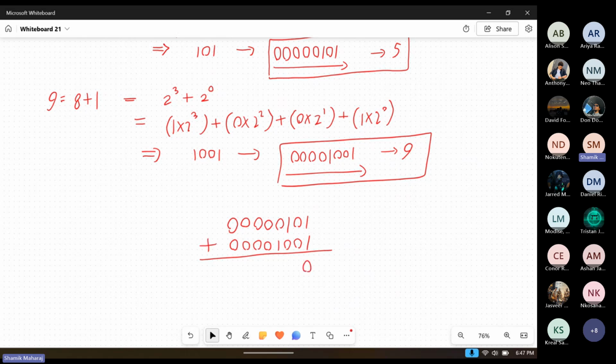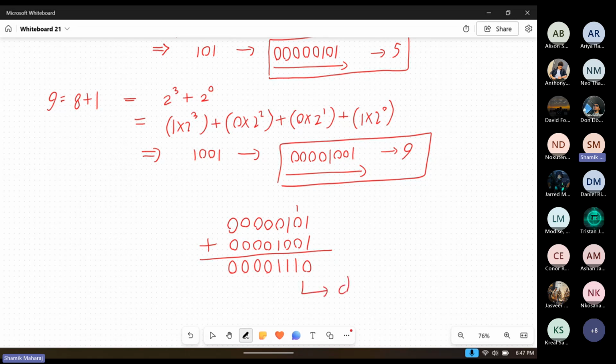1 and 1 is 10. That's 0 carry 1. 1 and 2 zeros is just 1. 1 and 0 is 1. 0 and 1 is 1. And the rest are just zeros. So this is the answer. Is this the binary version of 14? I really hope so. If it's not, we don't have time to correct it. So let's hope it is.